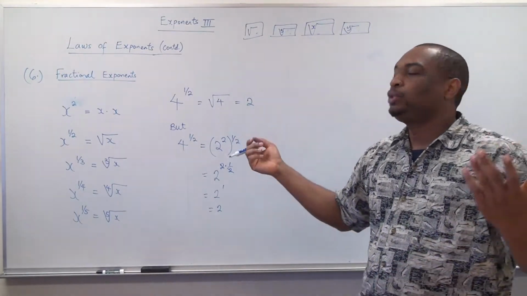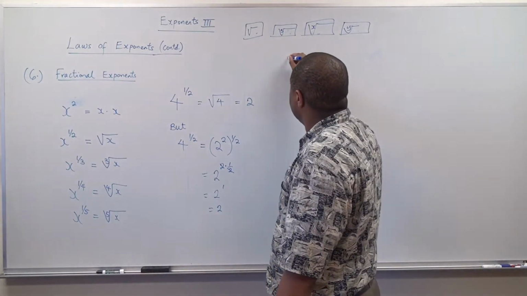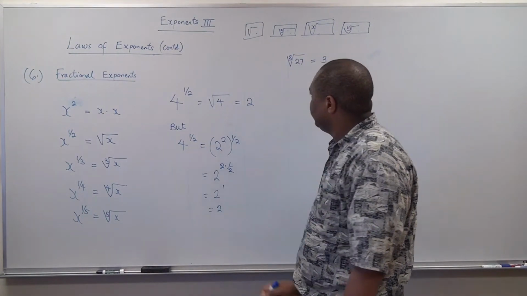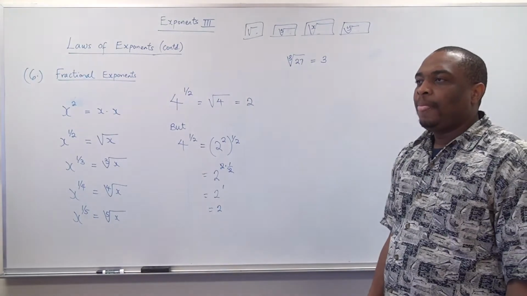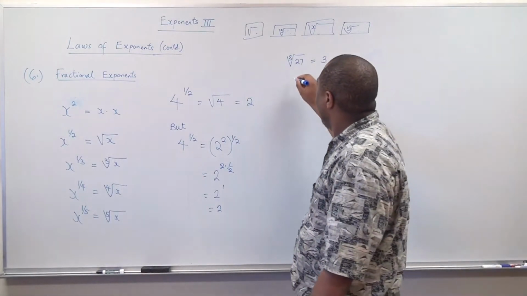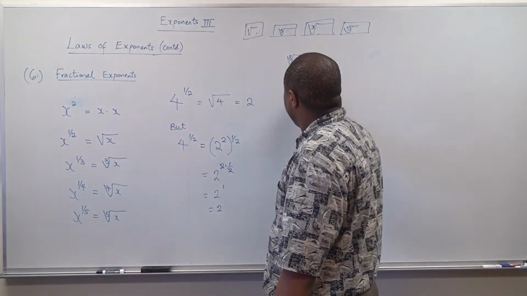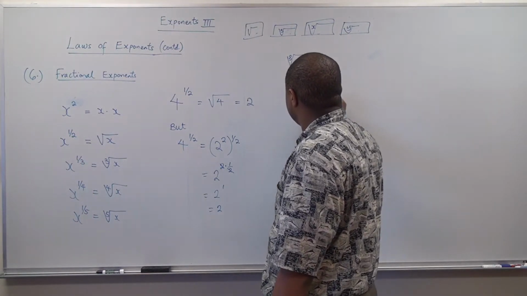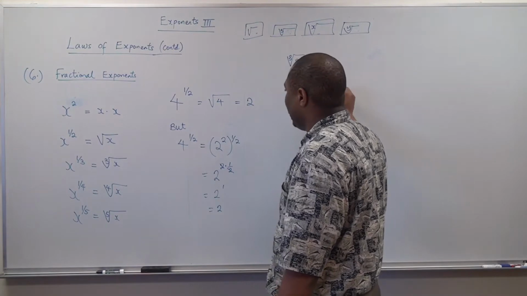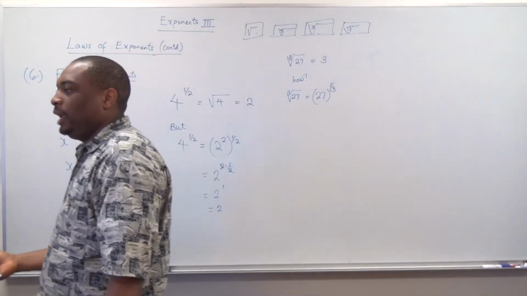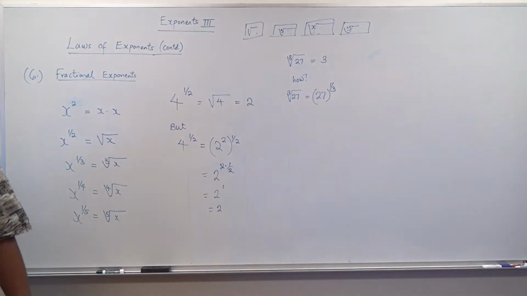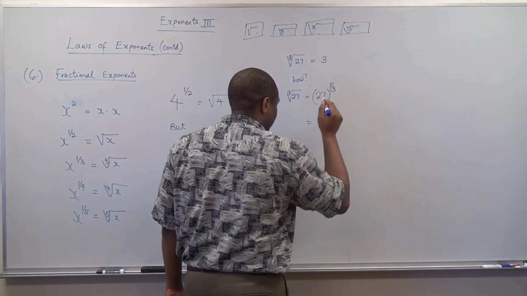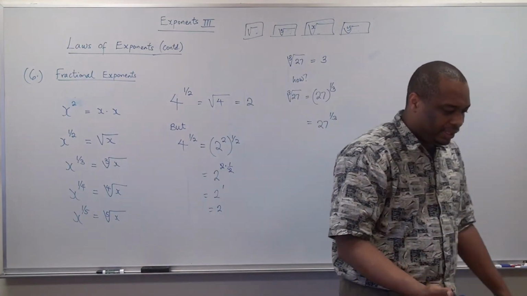The same thing goes with 27. Cube root of 27, if you do that, it gives you 3. But how? We see that cube root of 27 is also 27 raised to power 1 over 3. That is what it means. Even if I didn't put the parentheses there, it's okay. I can still write it this way, 27 raised to power 1 over 3. That is what cube root of 27 means.